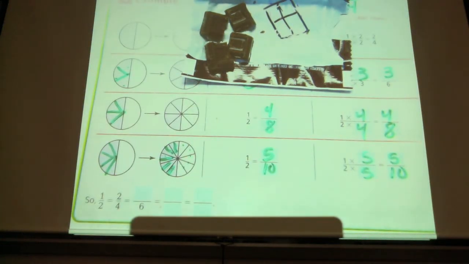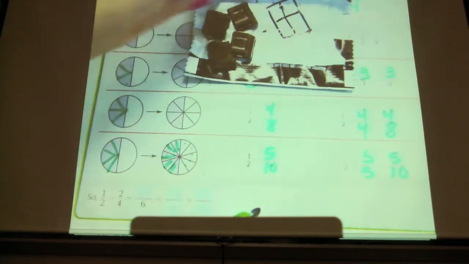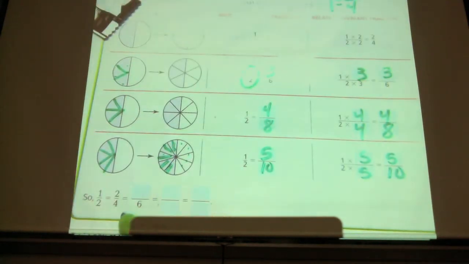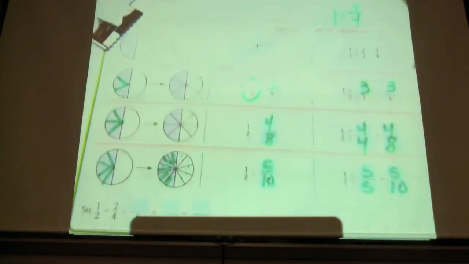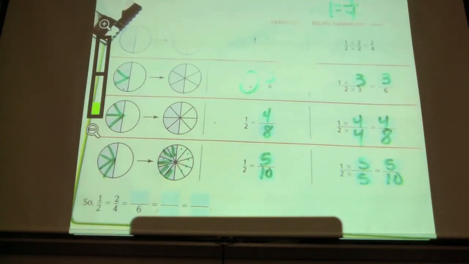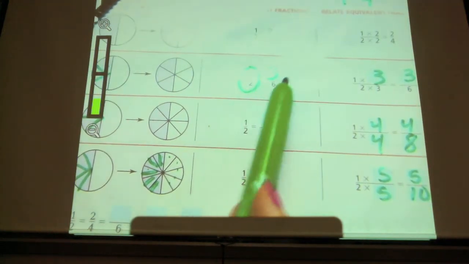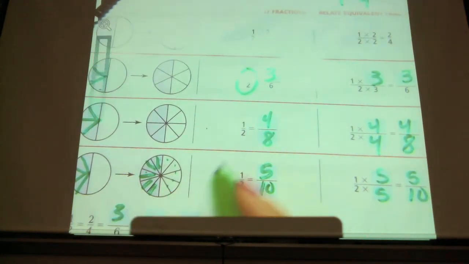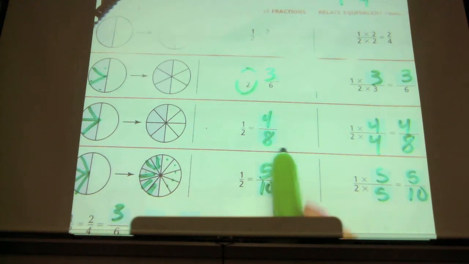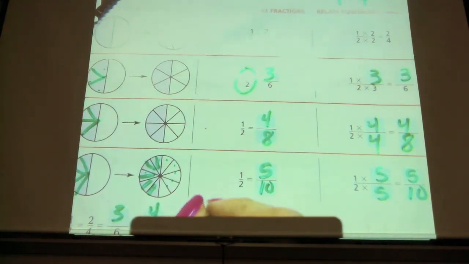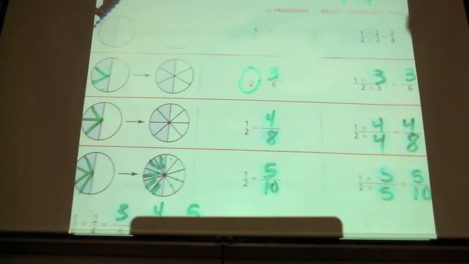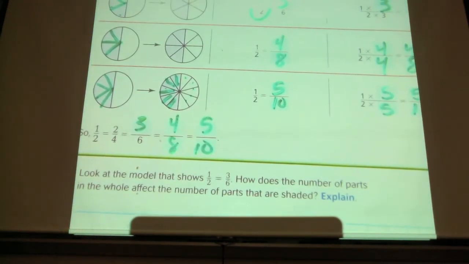If I give you, not yet. Let's go ahead and write first. I'm going to write. Looking back up here, how many 6ths were there? You guys remember? 3 sixths. And then what is this equivalent fraction? 4 eighths. And then we have 5 tenths. So those are the equivalent fractions. What if I said, find the next 3 equivalent fractions?